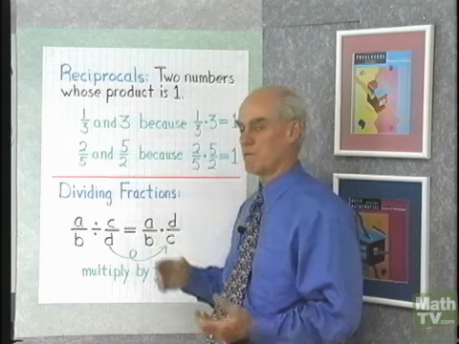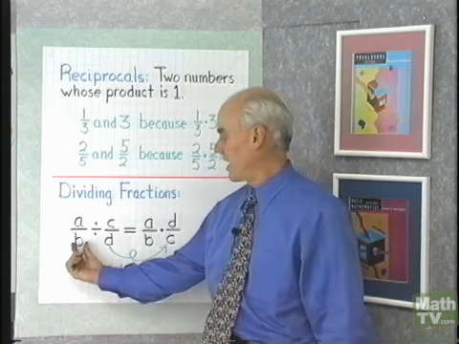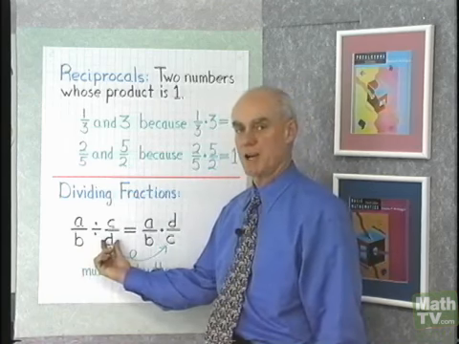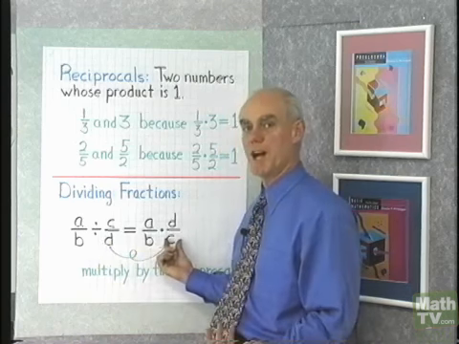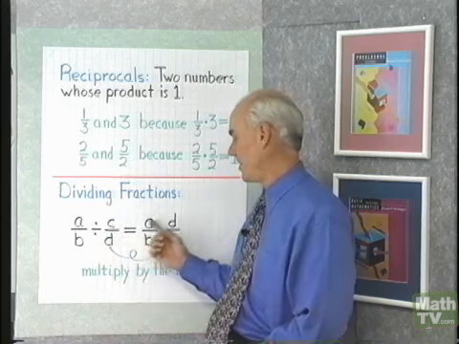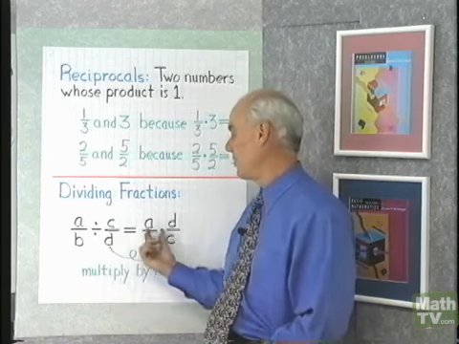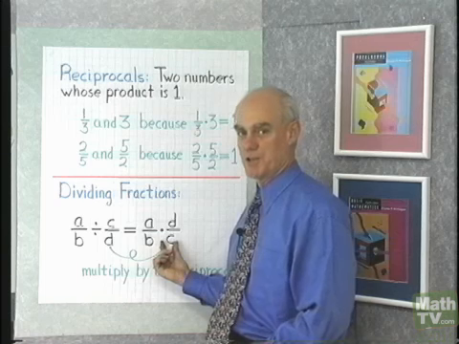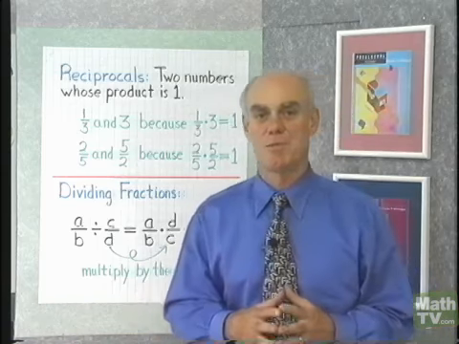Now we use the idea of reciprocals to give a definition for division with fractions. The fraction a over b divided by the fraction c over d is exactly the same as a over b times the reciprocal of c over d, which is d over c. So to divide by c over d, we multiply by its reciprocal d over c. So division by a fraction is the same as multiplication by its reciprocal.